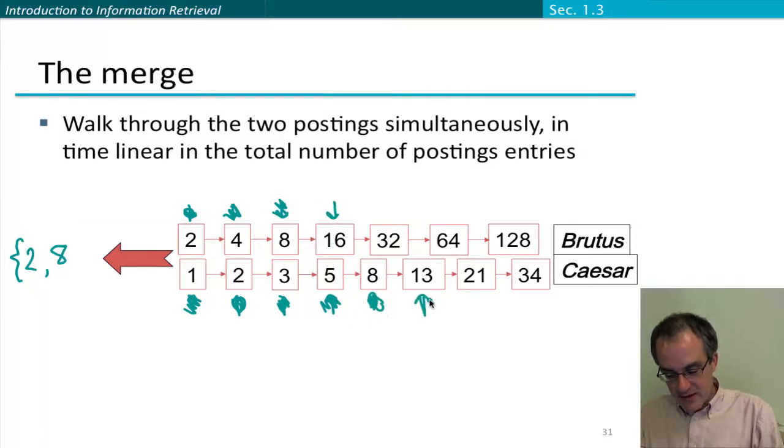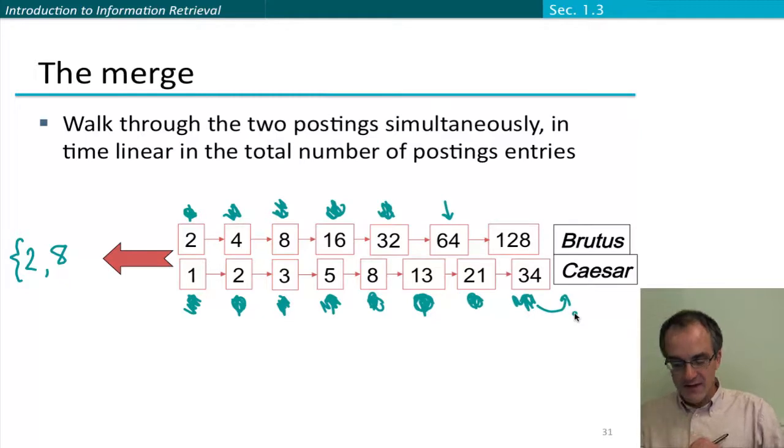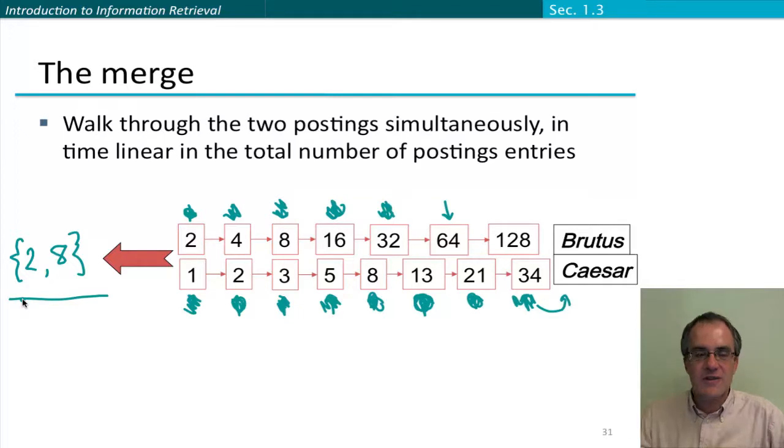Are they the same? No. We advance the smaller one, and we keep repeating that: same? No, advance the smaller one. At this point, when we try to advance the smaller one, one of our lists is exhausted. And so then there can be no other items in the intersection, and so we can stop. And so this is our return document set. Documents 2 and 8 contain both Brutus and Caesar.